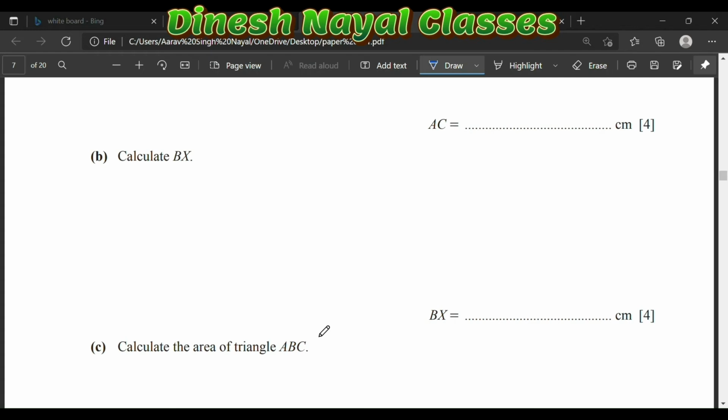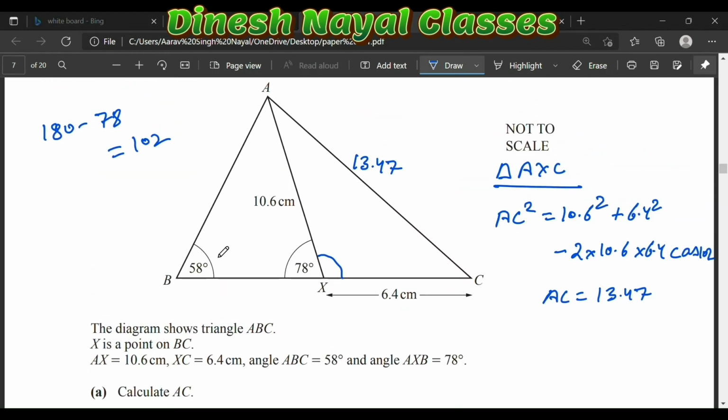Calculate BX. Now see BX. So we now will take the triangle ABX. Now we have to find the angle A, which will be, we know that the sum is 180. So that will be 180 minus 58 minus 78. So this angle is 44. Now in this triangle we can use sine rule. Now applying the sine rule in triangle ABX.